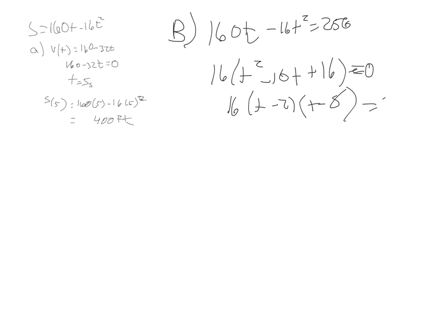Divide both sides by 16. So at t equals 2, and at t equals 8. So going up after 2 seconds, after you shoot the rock, it's at 256 feet. Then it goes on up to the 400 feet, and then at 8 seconds, it's now on its way back down, and it hits that point again at 256 feet.